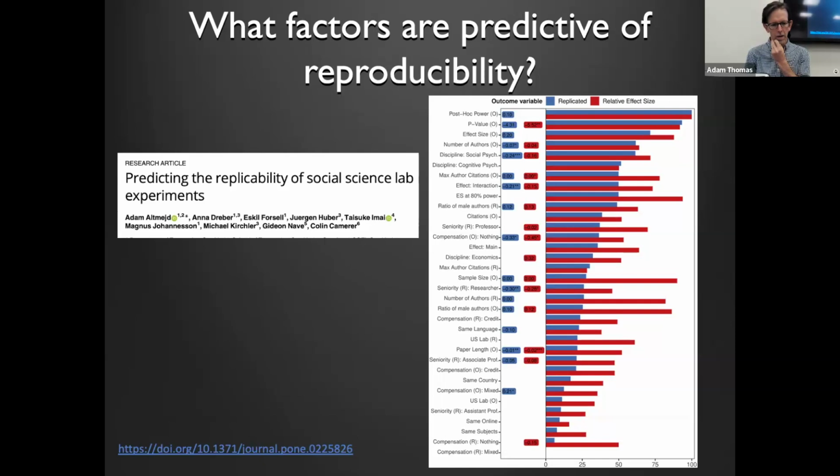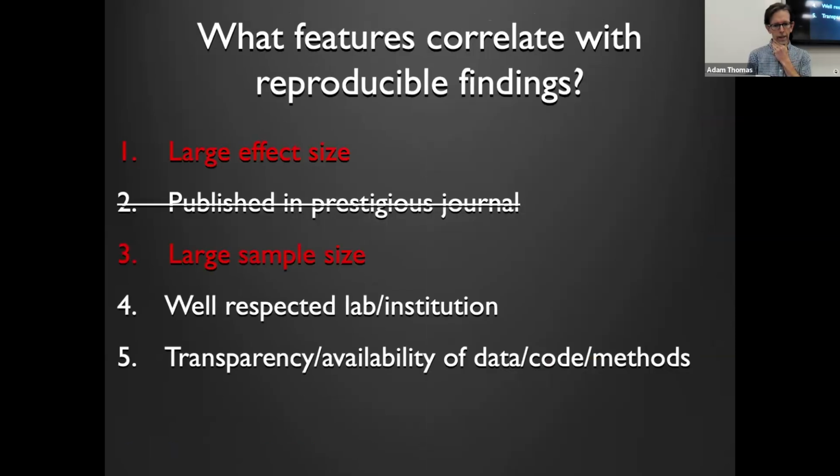This is something that came out in PLOS One a few years ago, predicting the replicability of social science labs that can parameterize it. Again, we're in social sciences here, so this is a subset of what the reproducibility problem affects. But as Peter correctly predicted, sample size is a big one. Large effect sizes as well as sample sizes are things that are going to predict reproducibility. That's one of the things that scientists pick up on. As we've already discussed, being published in a prestigious journal is not something that correlates in any way.